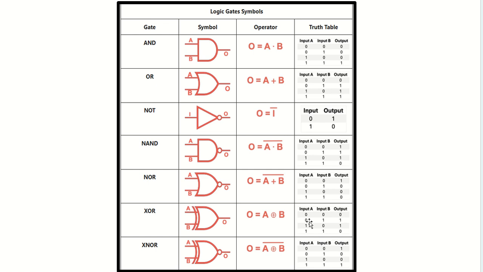XOR operation means if both the inputs are the same, the output will be 0. If both the inputs are different, the output will be 1. XNOR is the opposite of the XOR operation. So if both inputs are 0, the output will be 1. If the inputs are different, the output will be 0. If both inputs are the same, the output will be 1.